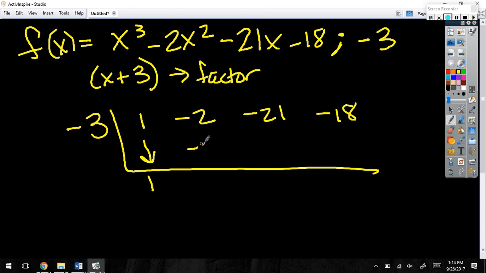Multiply -2. Now remember, imagine if you're doing long division on all these. Holy crud, we'd be here forever, right?